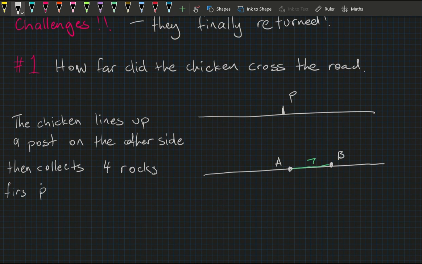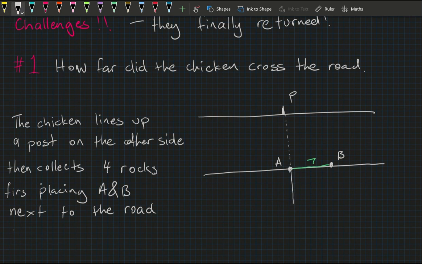And I better write this down for those who read it later. The chicken walks directly back from the road and marks in a rock, which we'll call C. The chicken then measures the distance between A and C, and it's 5 meters.